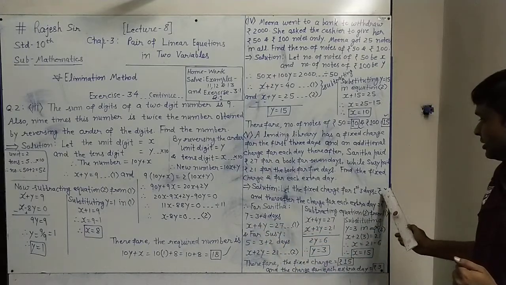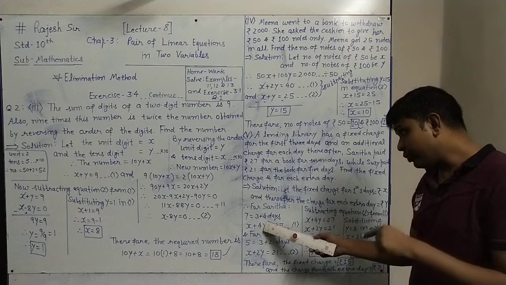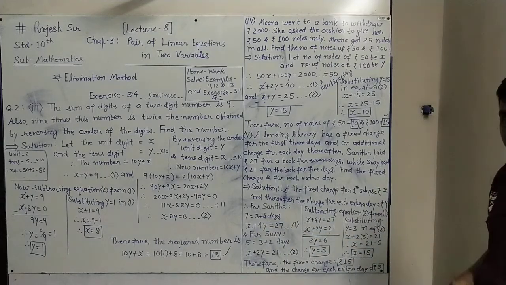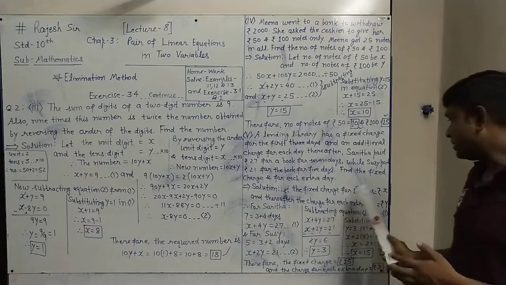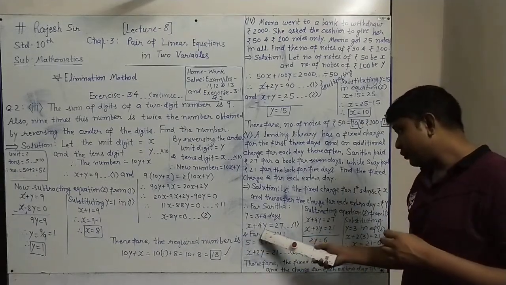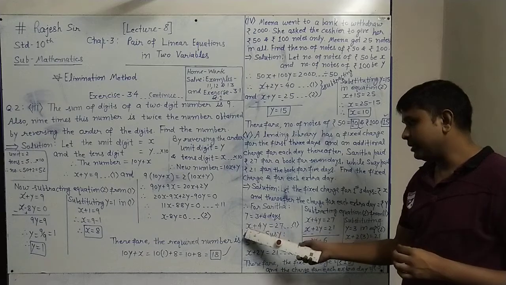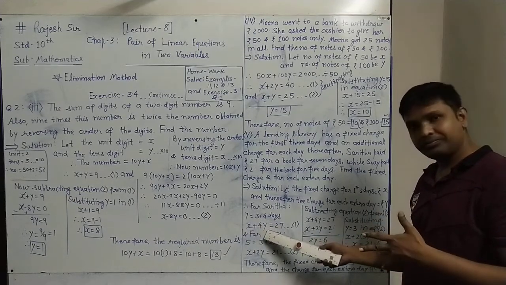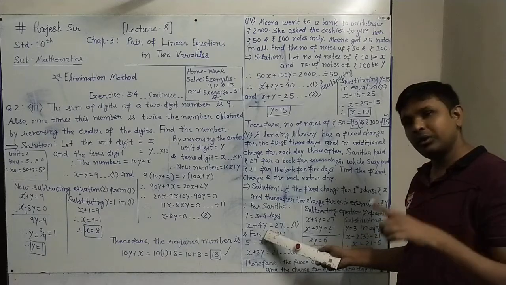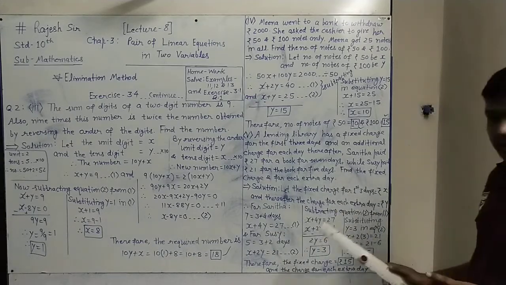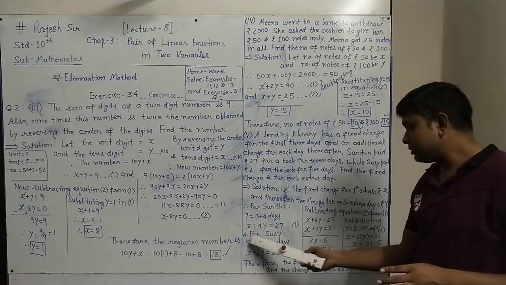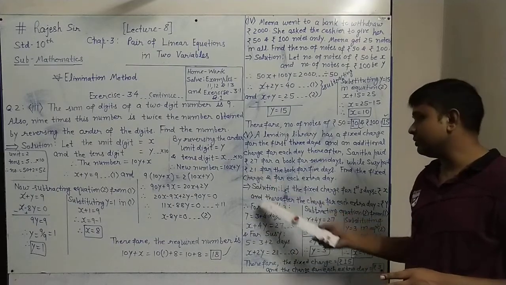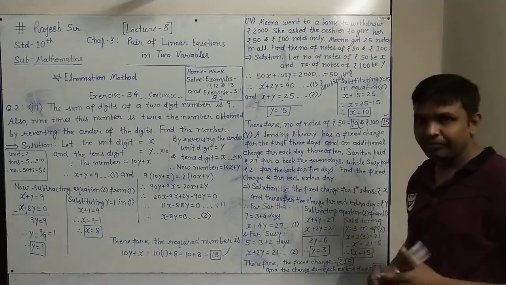So x is the charge Haritha paid, plus for the remaining 4 days each day she paid y, as we have assumed as per the condition. So x plus 4y is the total charge she paid: for the first 3 days x, and for the remaining 4 days 4y, because one day's charge is y. So the total 7 days' charge she paid is x plus 4y, and that is 27 in the question. So 27, equation number 1.